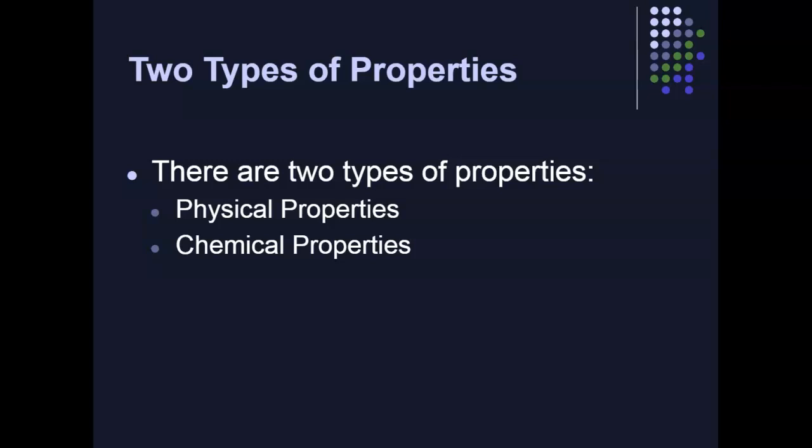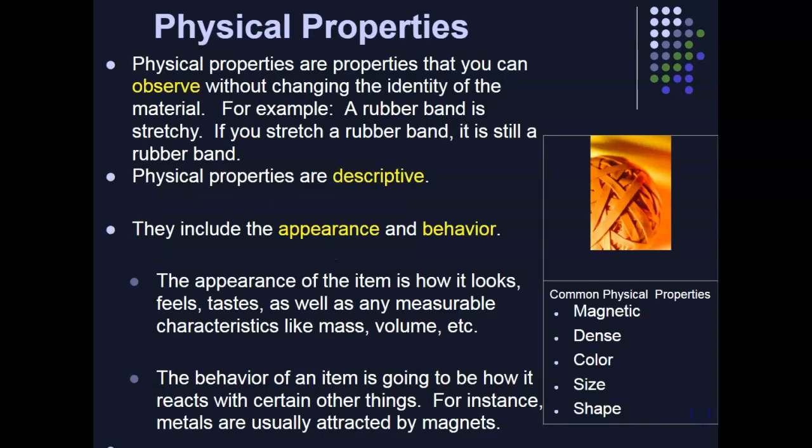So there are going to be two types of properties that we pay close attention to. Those that I was just describing, called physical properties, and then those that are called chemical properties. Let's go ahead and take a look first at physical properties. These are going to be properties that you can observe without changing the identity of the material. For example, the rubber band can be stretched. It is still a rubber band. You can let it pop back. It is still a rubber band.